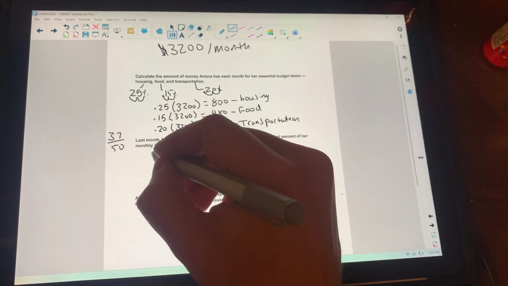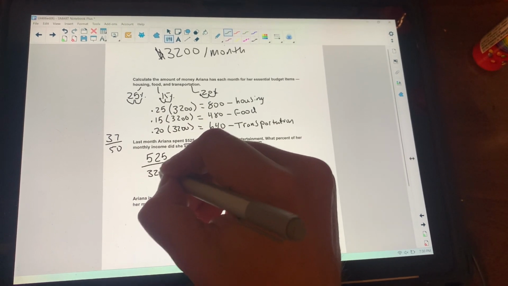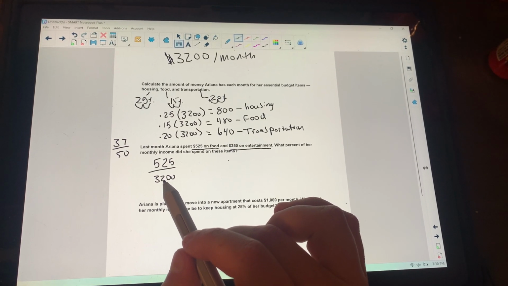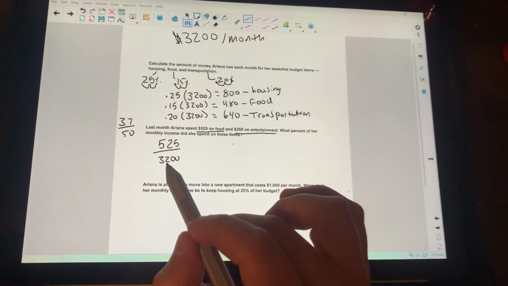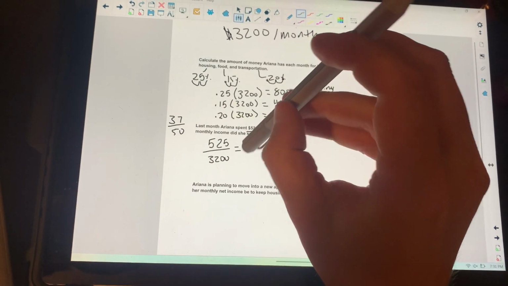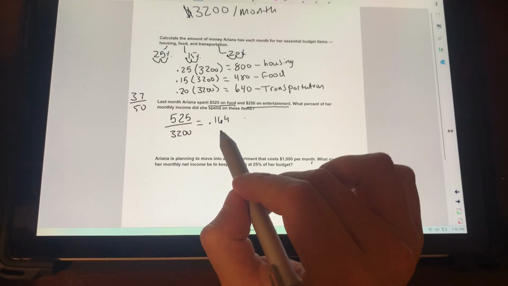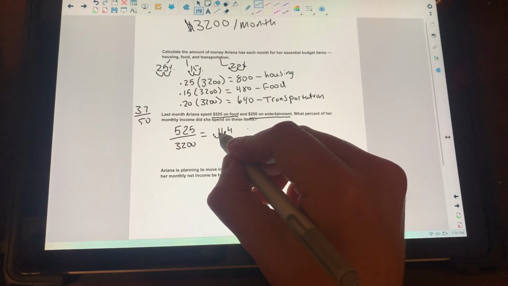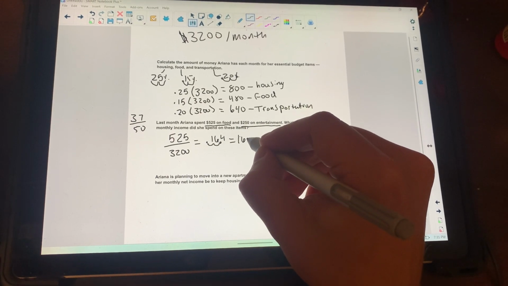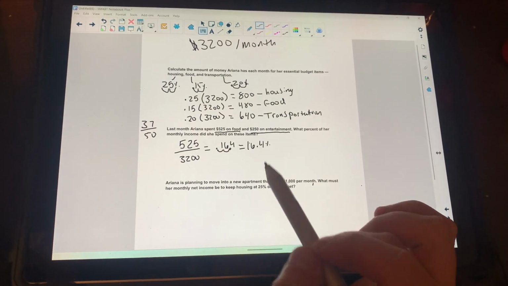So if she spends $525 on food out of her total $3,200, this is like if I had a test and I got 525 questions right out of 3,200 questions. I would do 525 divided by 3,200, which gets me 0.164. Now to turn this into a percent, I need to move my decimal point 2 spaces to the right, which means that this is 16.4%. So she spent 16.4% of her monthly income on food.